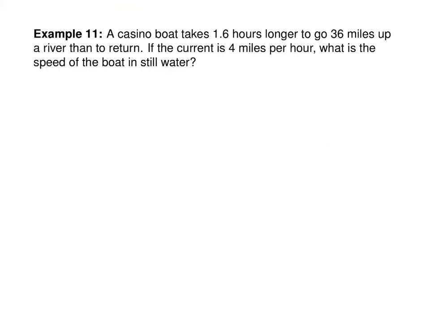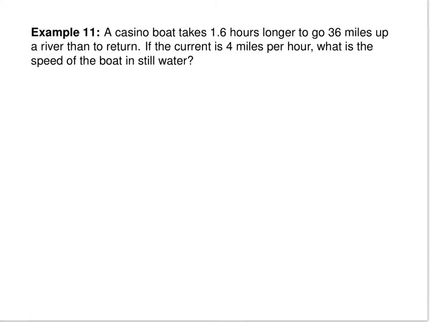One word problem. A casino boat takes 1.6 hours longer to go 36 miles up a river than to return. If the current is 4 miles per hour, what is the speed of the boat in still water? Whenever I see times and things about moving, I think, oh my God, distance equals rate times time. Does that make sense? Okay, so distance equals rate times time. I have to use that somehow.